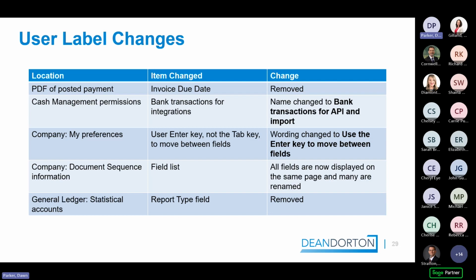Also in company, under document sequence information, the item change was the field list. All fields are now displayed on the same page and many are renamed. So there are several fields there that you may notice have different names. Under general ledger and statistical accounts, the report type field has been removed. So those are some label changes that either have been renamed or removed that you may notice in your system.